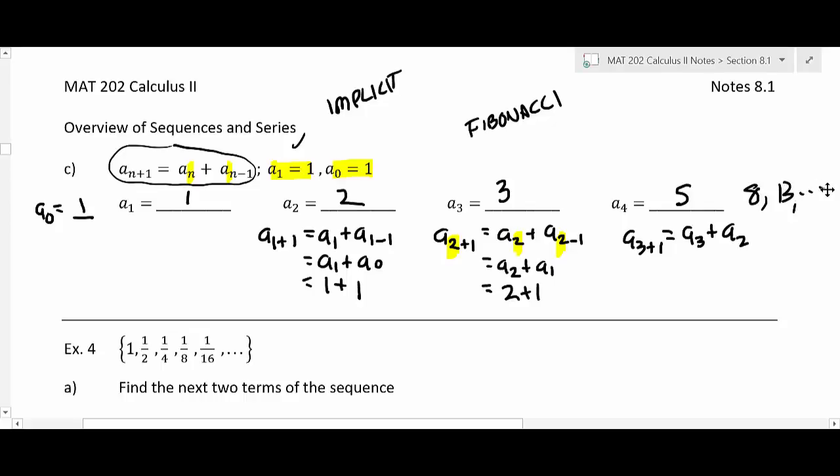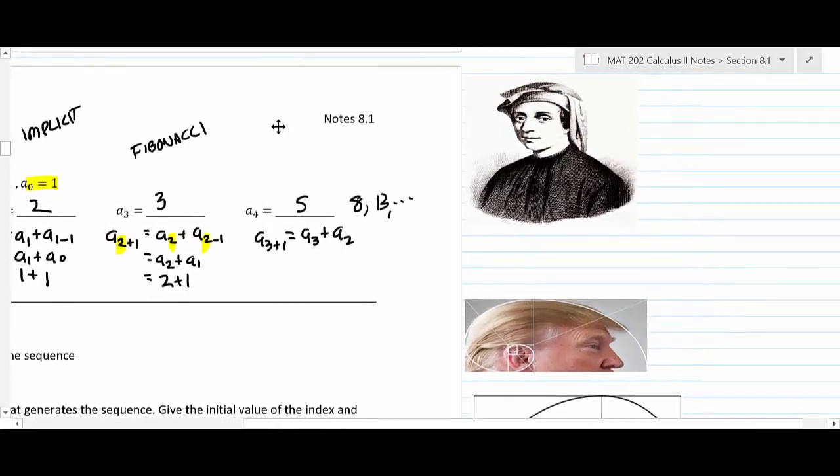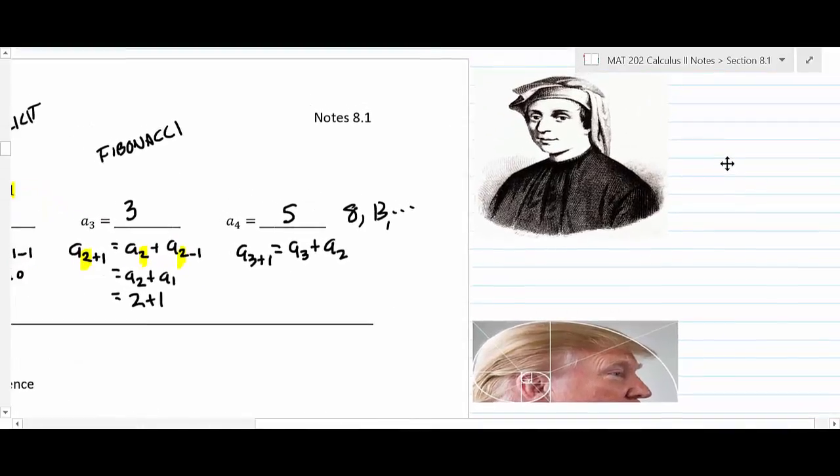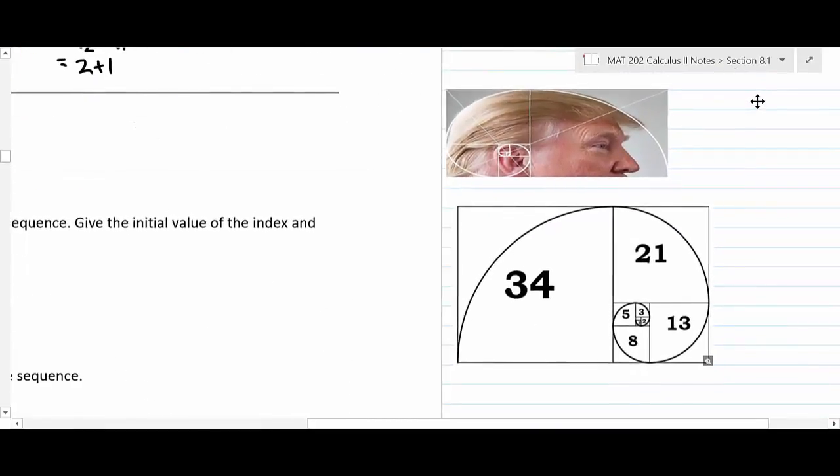Okay? So here's a picture of Fibonacci and Donald Trump. Why did I put Donald Trump on here? Well, Fibonacci has all these kind of things on it. Fibonacci was credited for kind of exploring this thing right here. You may have seen stuff like this.